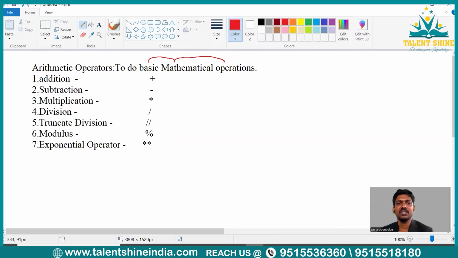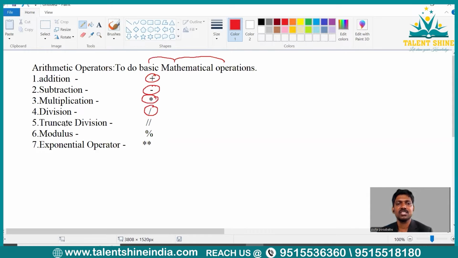Now, let us see what are the different arithmetic operators we are using. So we are using addition. So this is the symbol for the addition. And we are using the subtraction operator. So the multiplication operator. You can read the symbol as asterisk, right? And this is the division operator. So we are using one forward slash.